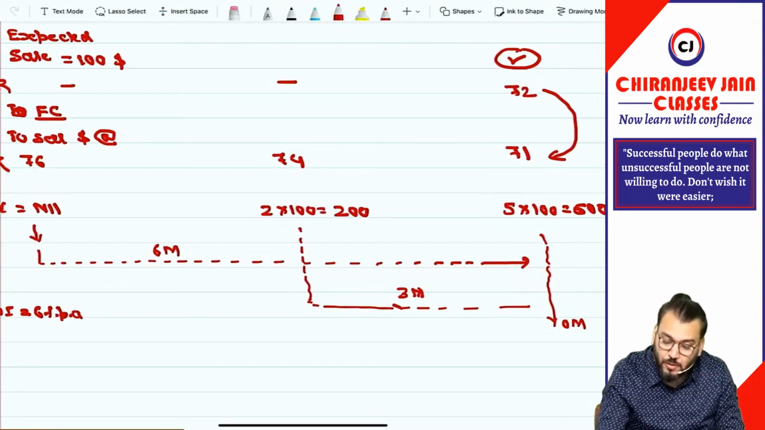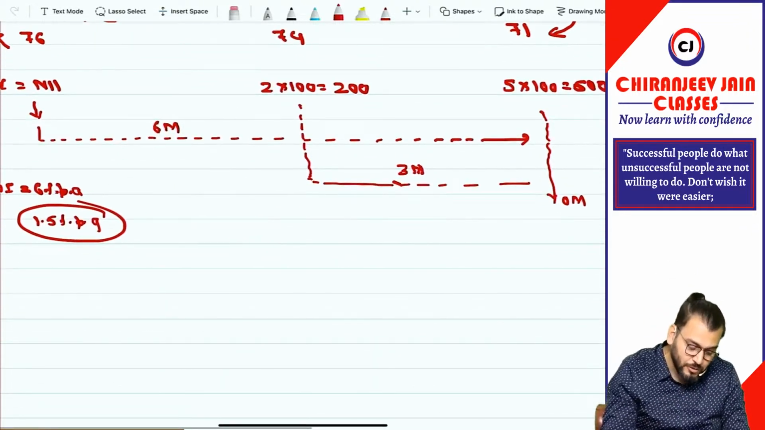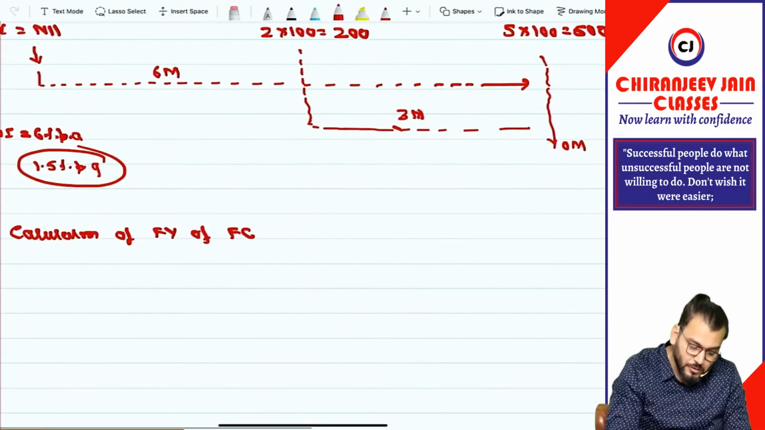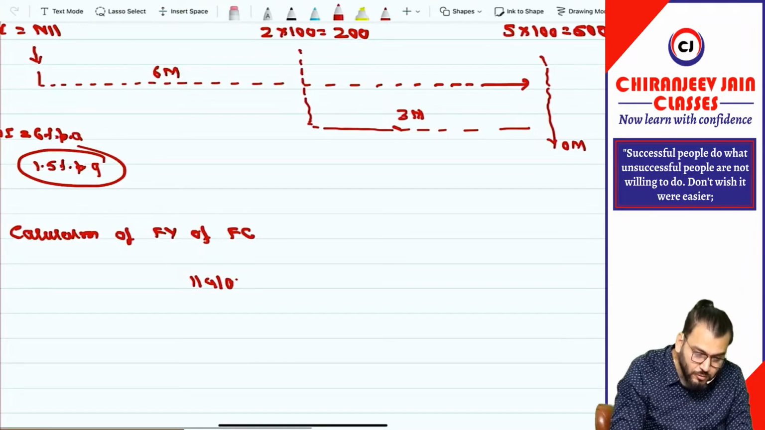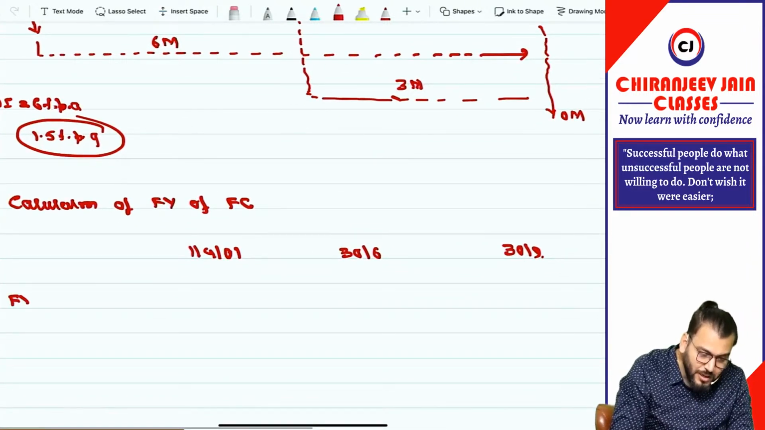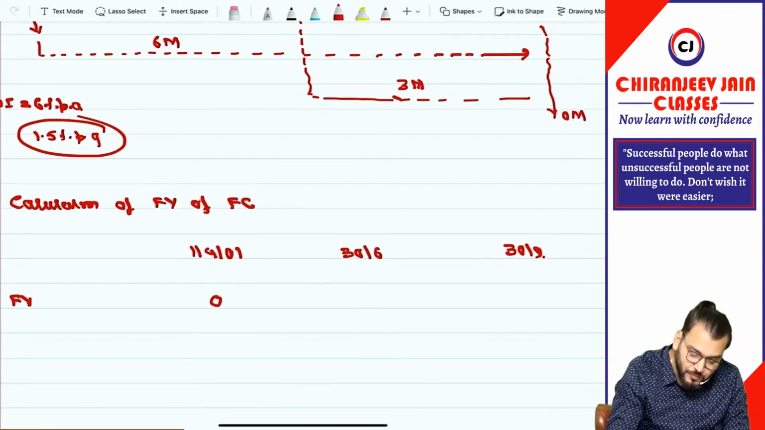So 6 divided by 4 will become 1.5% per quarter. Now we can find out the fair value. So let us do the calculation of fair value of the forward contract. On 1st April 2001, on 30th June, and on 30th September. The fair value we already calculated, means value without discounting: 0, 200, 500.